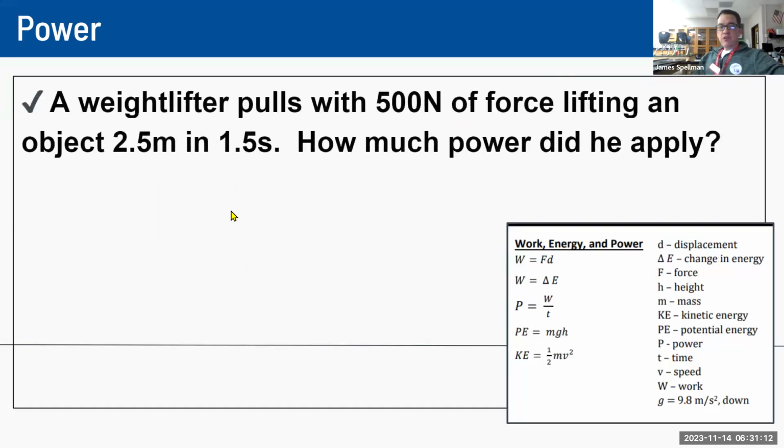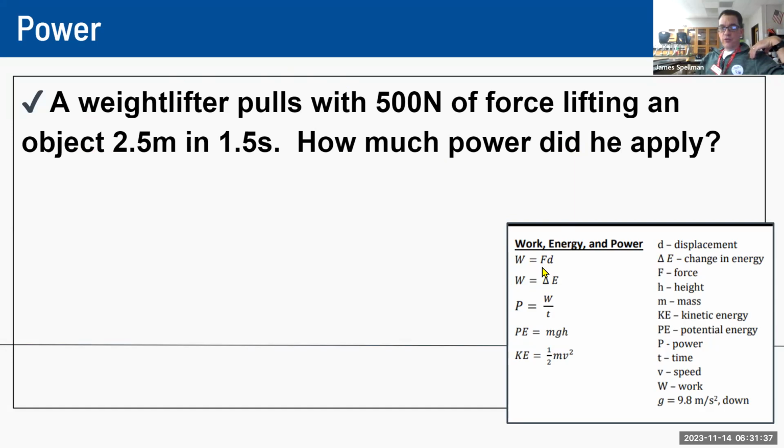Another weightlifter example, 500 newtons, 2.5 meters, 1.5 seconds, and you wanted to say how much power. Notice it didn't ask you work to begin with, so you've got to think how much power. Power is work divided by time. It doesn't give us any joules up here, so we're going to have to figure that out, because then we need to go back to work. Work is force times distance. So basically, you could also substitute in FD at the top of this fraction as well.